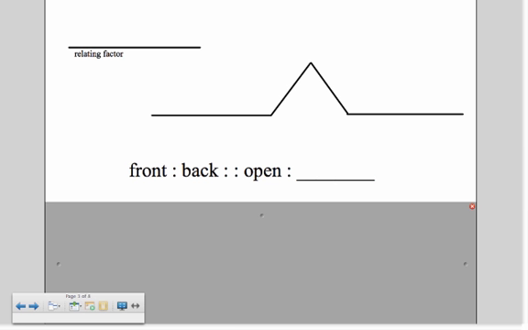Now we take the set of words that's on the left and we write it on the left side of the bridge map. The first word is always written on top. Front is to back. The second word is written on the bottom. I follow that same order for the right side. Open is to blank. Since this is our missing word, I leave that part of the map blank.